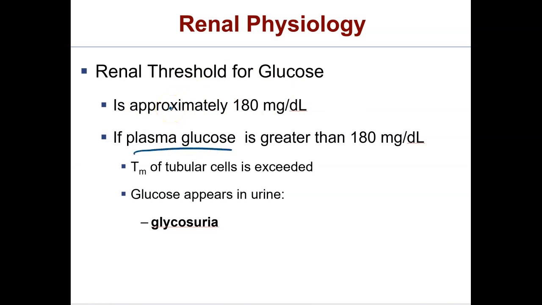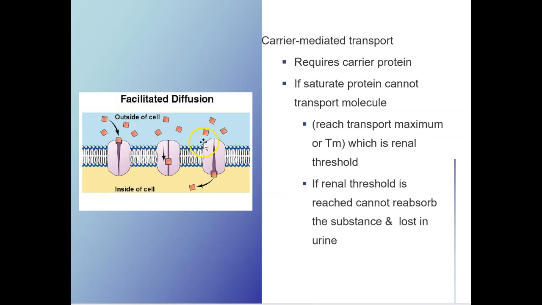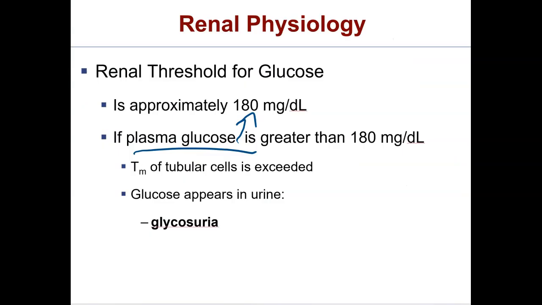So this is if your plasma glucose, this is the level in your blood, because if you have a lot in your blood, you're going to have more in your filtrate. Think of it as spilling over into the filtrate, and then you won't be able to pull it all back through reabsorption. So if your blood glucose is greater than 180, you're going to have more glucose molecules than transporters, and you won't be able to get them all back. So glucose will leave in the urine, and we call this glycosuria.